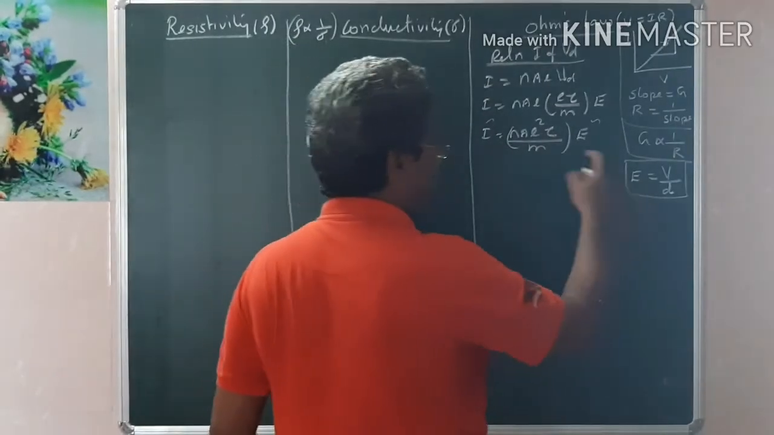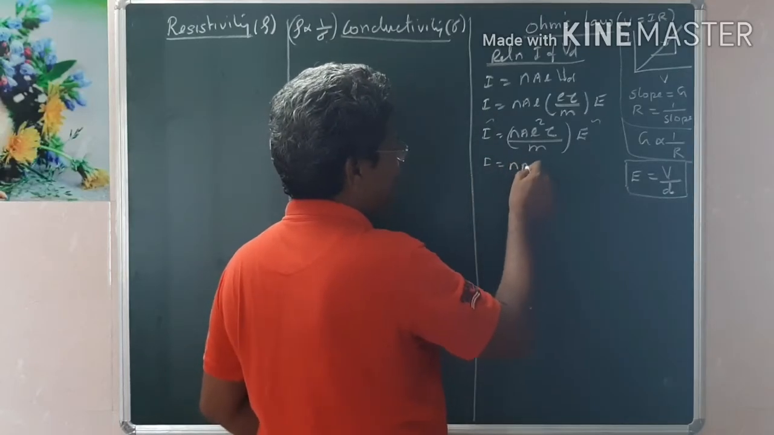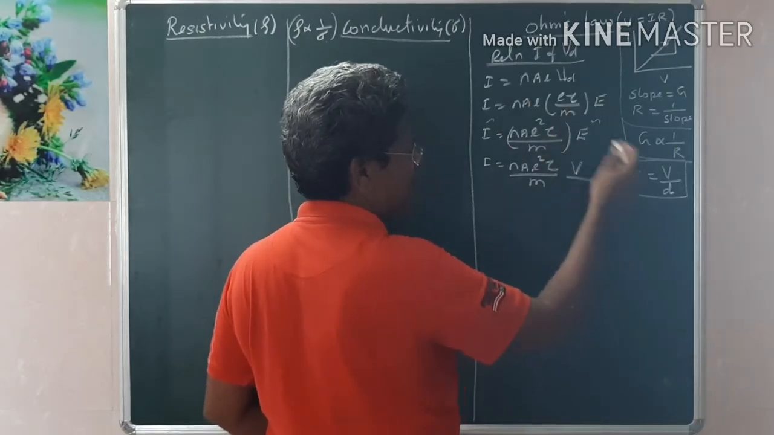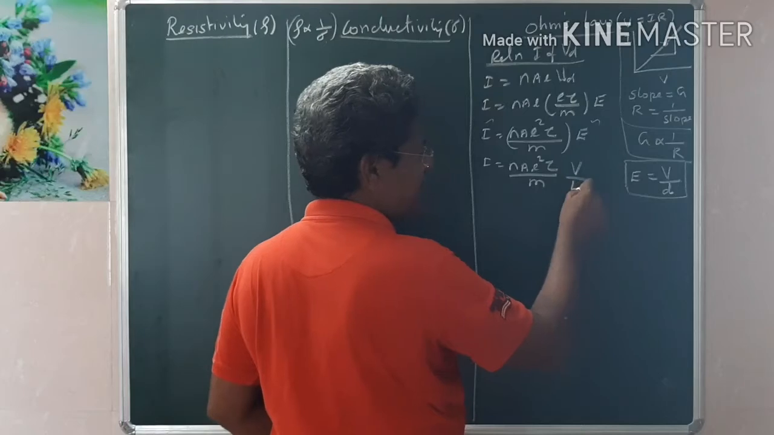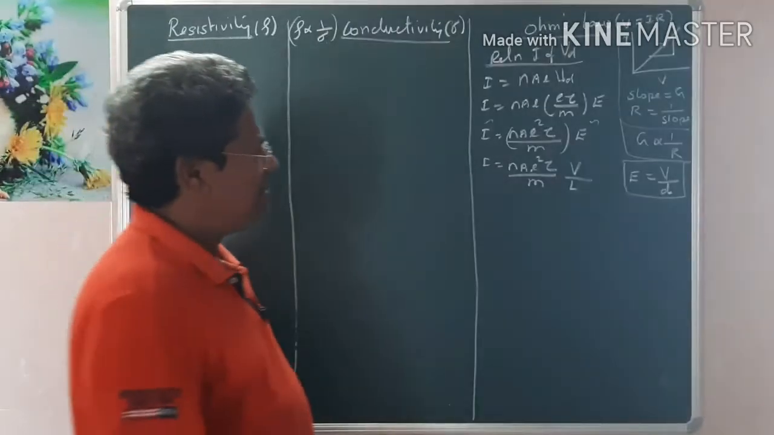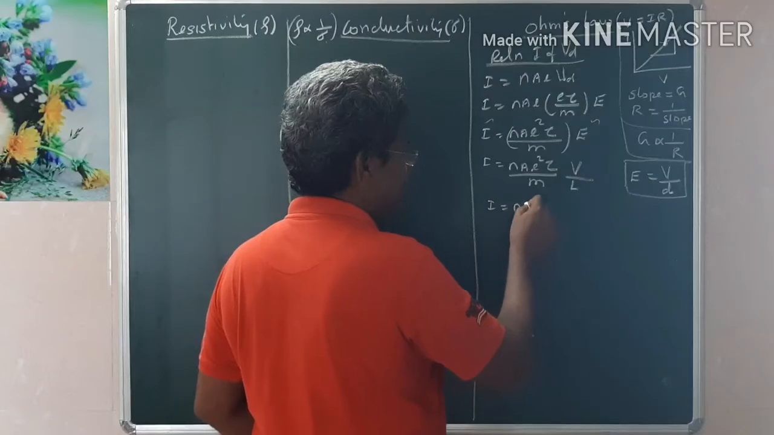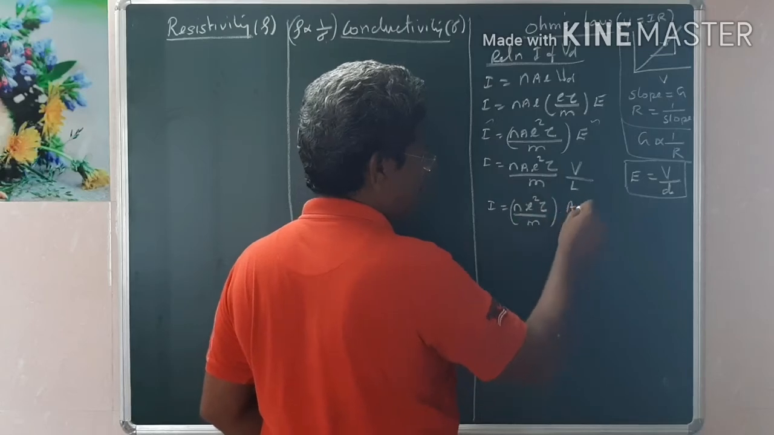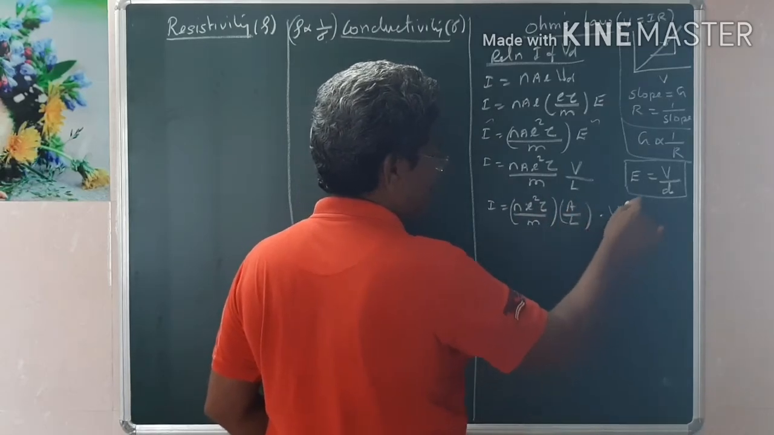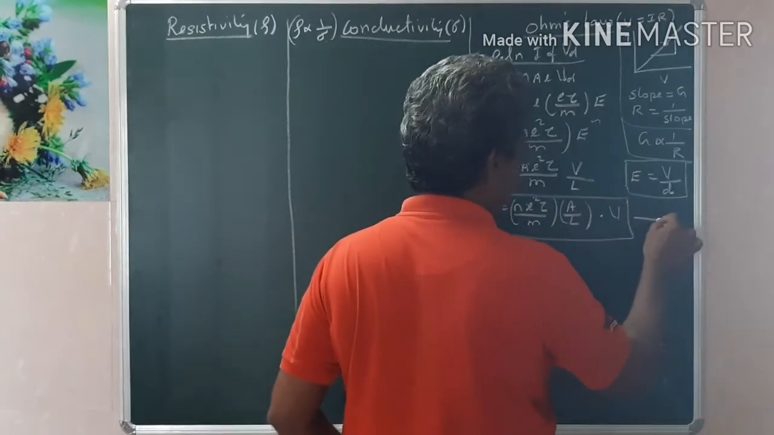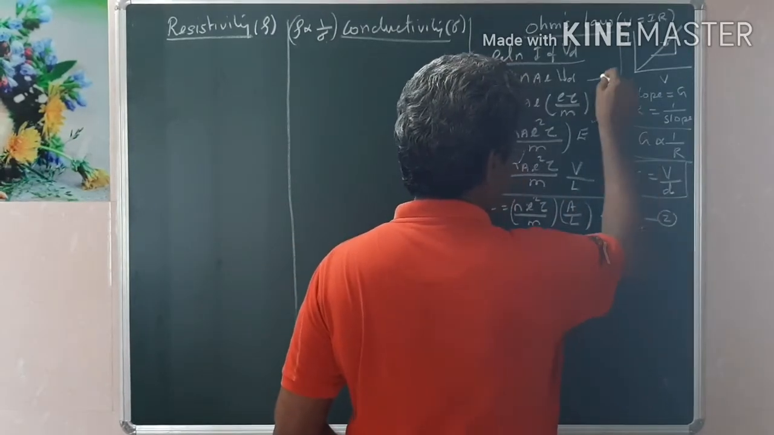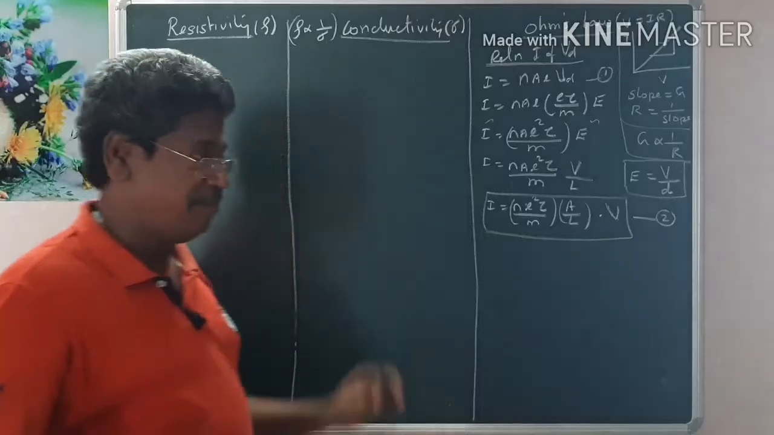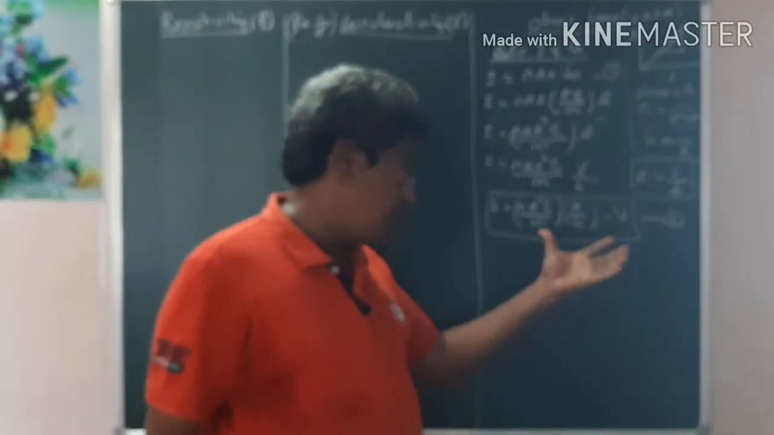Now I am substituting for E, therefore I can be written as n A e squared tau by m into E, where E is equal to V by the distance between the two conductors; instead I can take it as the length of the conductor, L. Now I can be written as n e squared tau by m into A by L into V. This is an important equation for current in terms of potential. I started with the velocity, now I end with the potential difference V between the two ends of the conductor. This is the equation for current.